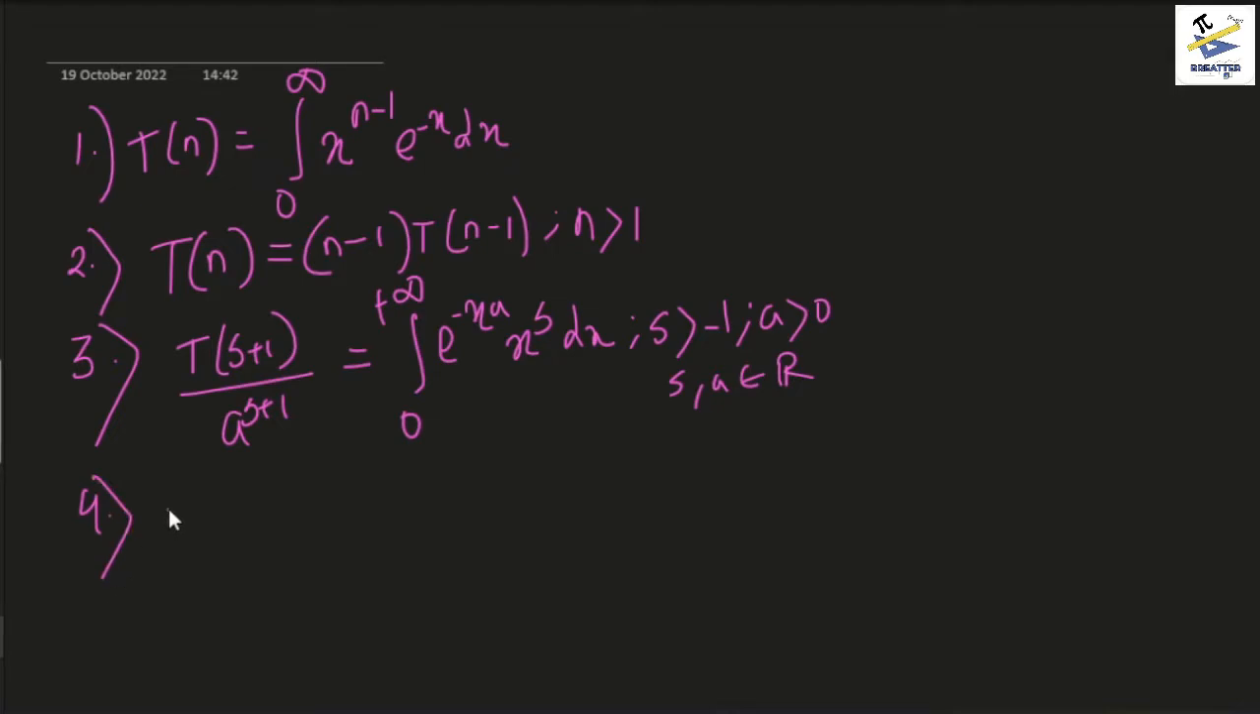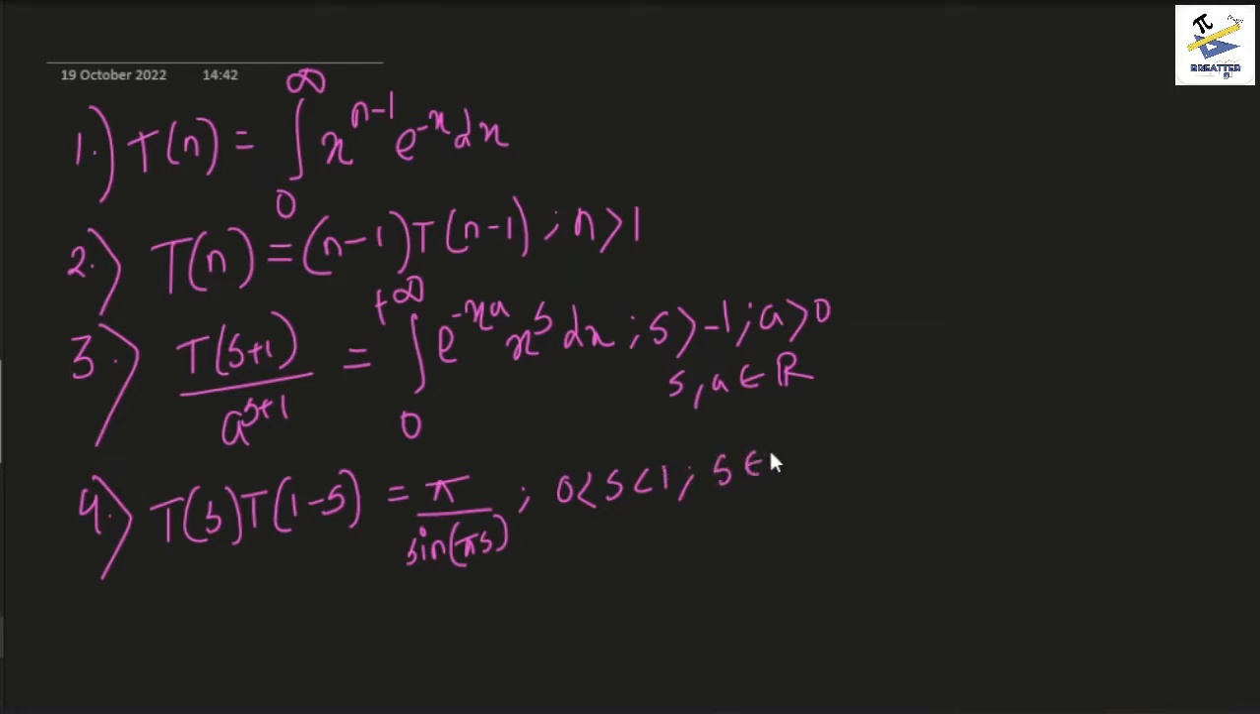But before that, the Euler's reflection formula said that gamma of s times gamma of 1 minus s is equal to pi by sine of pi s, where 0 is less than s less than 1 and s is a real number. In general, s belongs to the open interval (0, 1). These are our results so far, which we are going to use, but our main goal is to find out how to prove this integral.